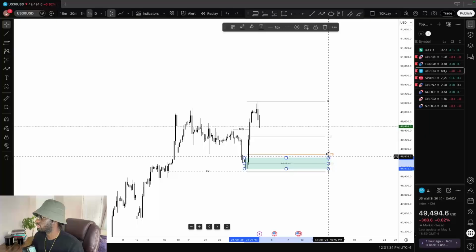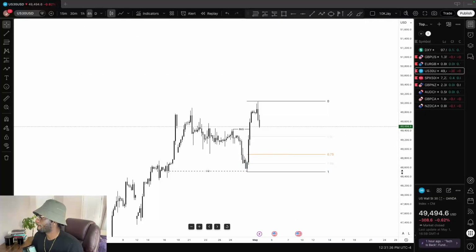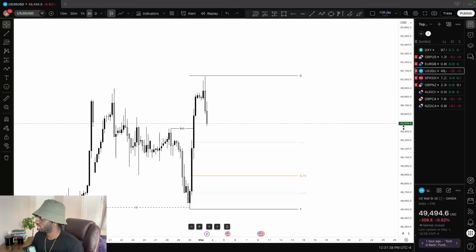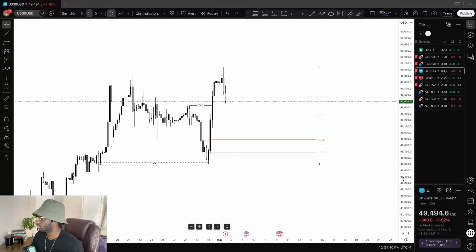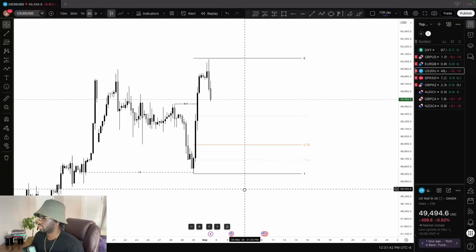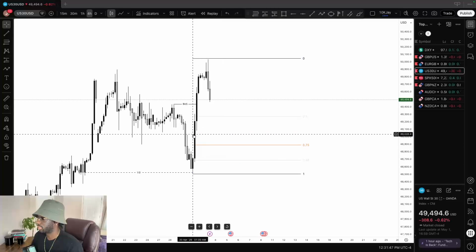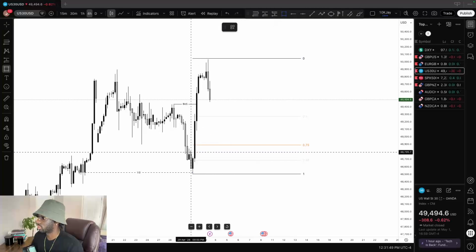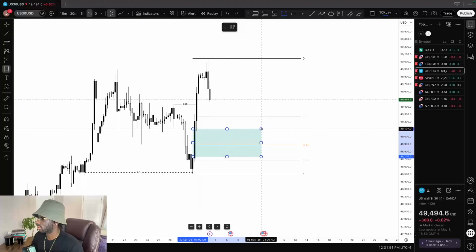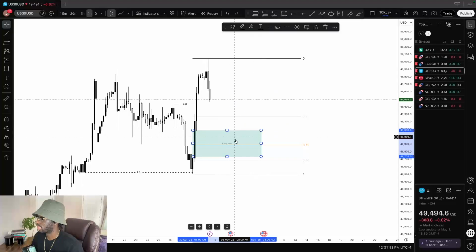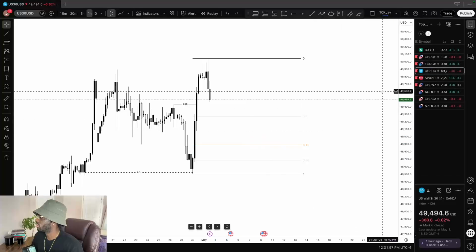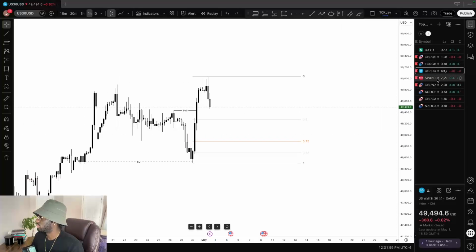So that's US30. Pretty good setup. Liquidity sweep, break of structure. We got a nice fair value gap right here. Price comes back, fills the gap, continue the trend. So that's US30.